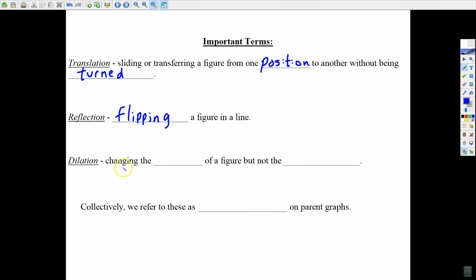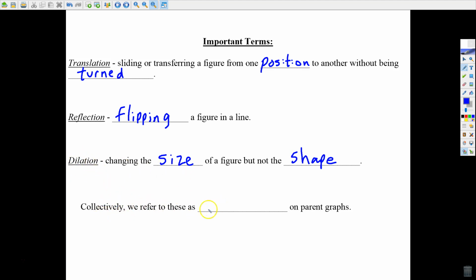And this is where we change the size of a figure, but not the original shape. What I mean by that is, if it started off as a V, it's going to still be a V. It's just that it might be a really wide V or a skinny V. And the same would be true for the U shape, the parabola. It's still going to be a parabola, but a dilation affects it so that it will either be wider or skinnier. And you'll see the effect of those.